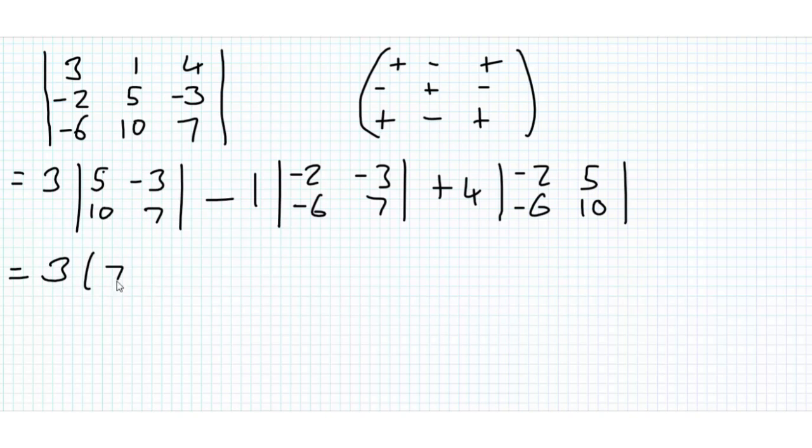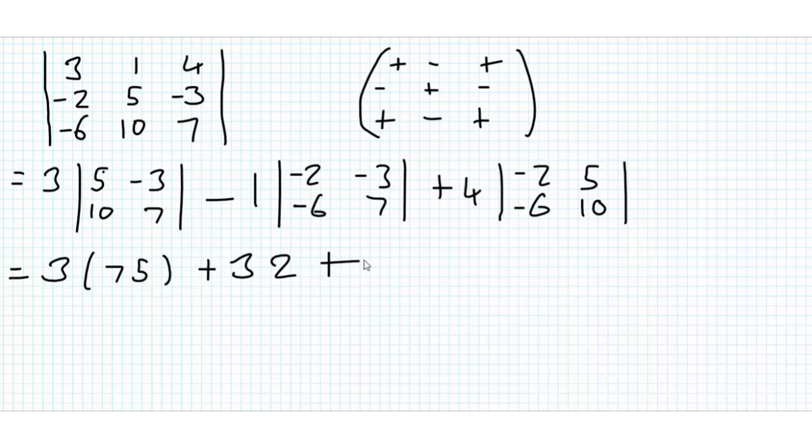So we've got 3 times 65, then minus 1 times: minus 2 multiplied by 7 is minus 14, and then minus 6 times minus 3 is 18. We want to subtract that, so we've got minus 14 minus 18, which is minus 32. Minus minus 32 gives us plus 32.